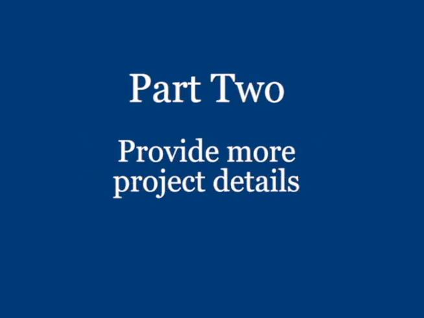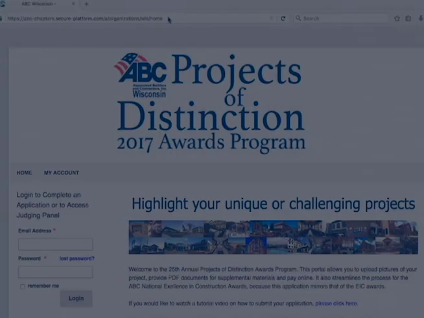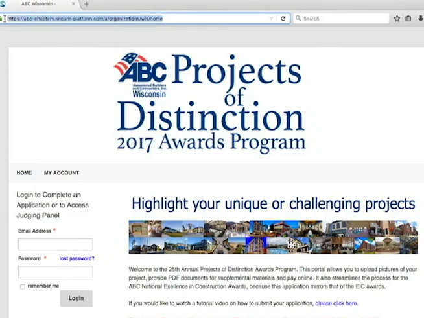The second part is to provide the details of your entry, including the work performed, the project narrative, photos, safety information, etc. Let's get started with part 1. You'll need to use the portal link that ABC of Wisconsin provides. This link will get you into the login area to begin the process.